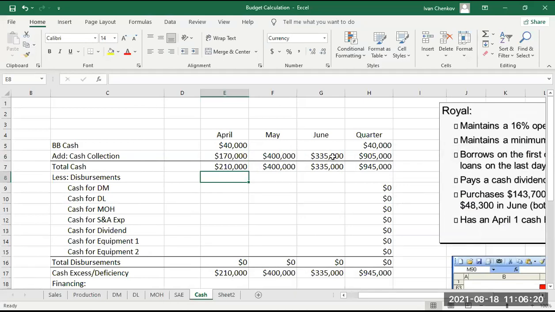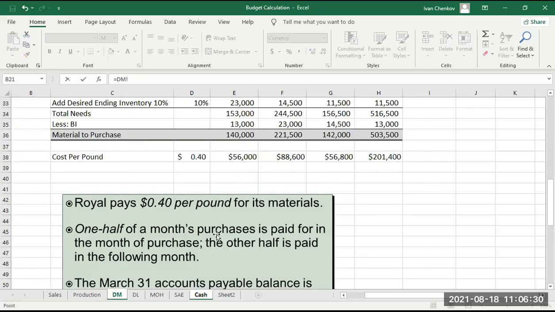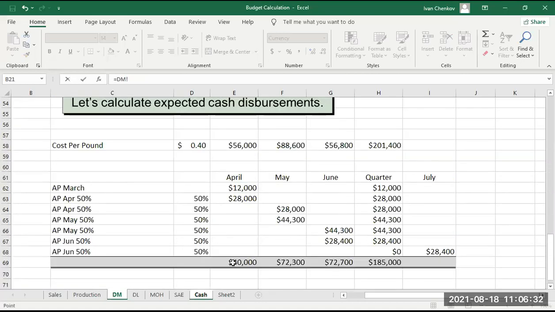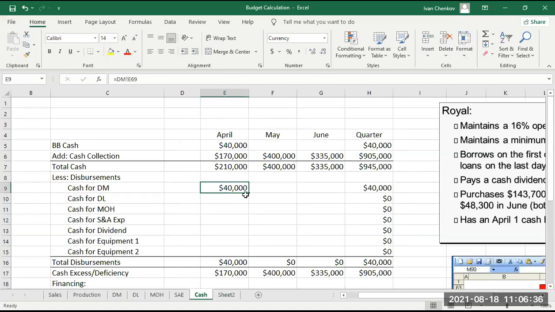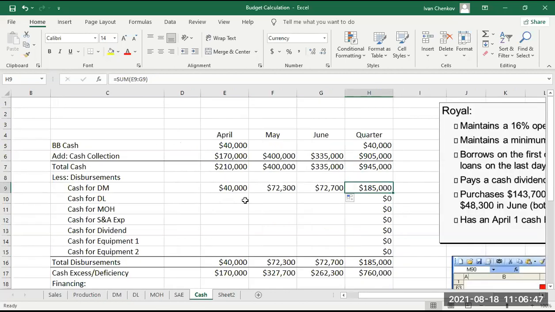So that's how we get the cash collection. So now disbursements. First, we have to pay for direct material. We're going to go to direct material and see how much we have to pay. For direct material, we have to pay 40,000 in April. Then all those numbers, 72,300, 72,700. And in total, we have to pay 185. Let's see if that's 185. That's exactly how much it is.